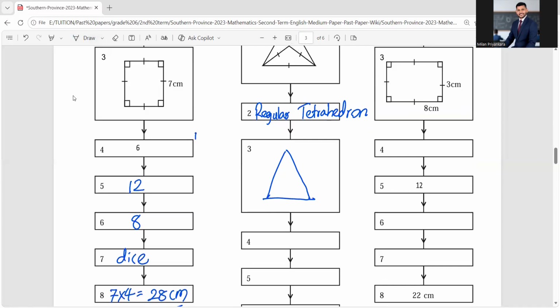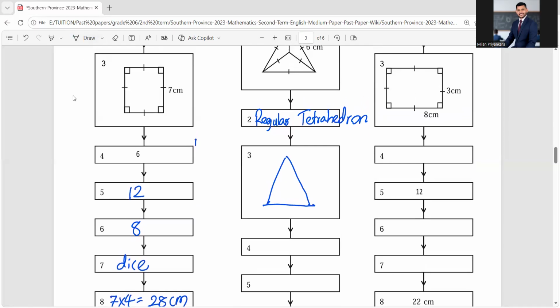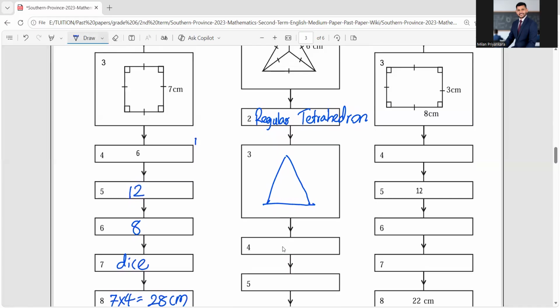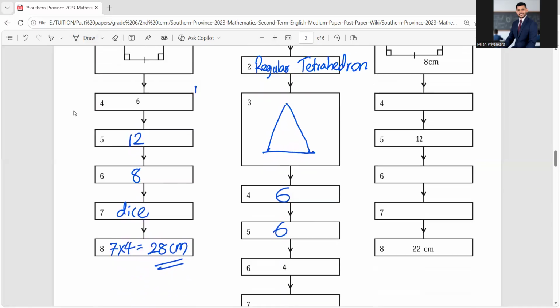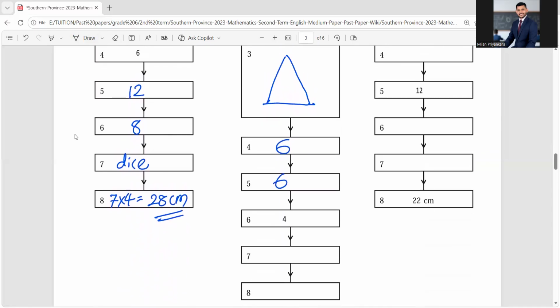And then the fourth one, number of faces. The number of faces is 4. Fifth one, number of edges. The number of edges of the regular tetrahedron is 6. And then the number of vertices in the sixth box. The number of vertices is 4. It has been given.